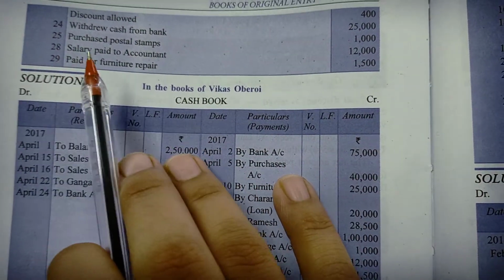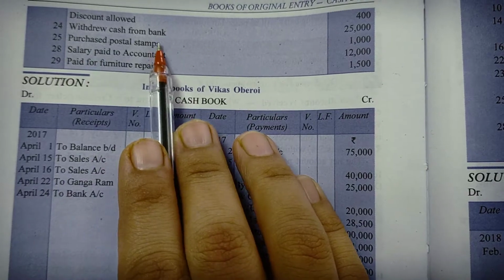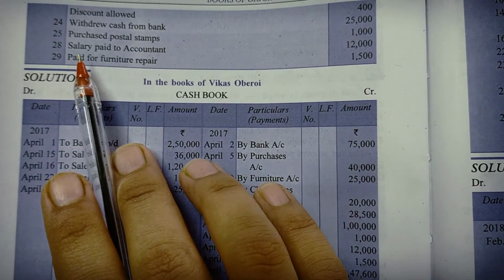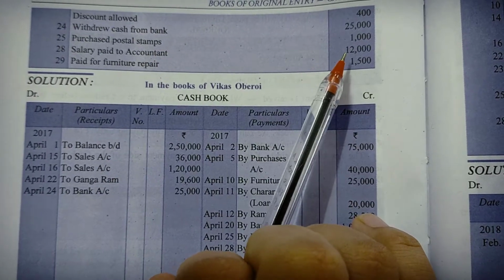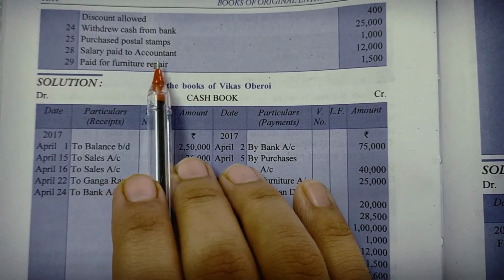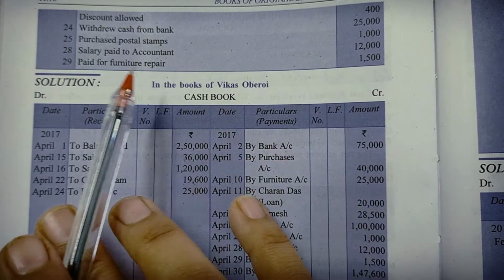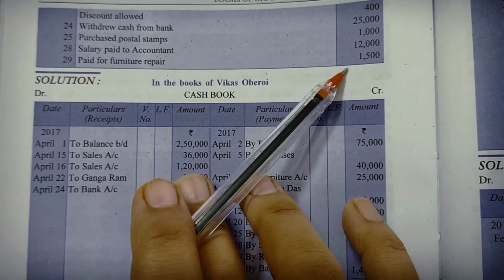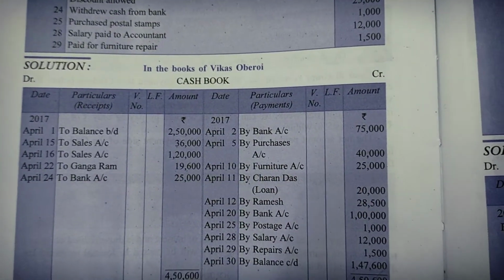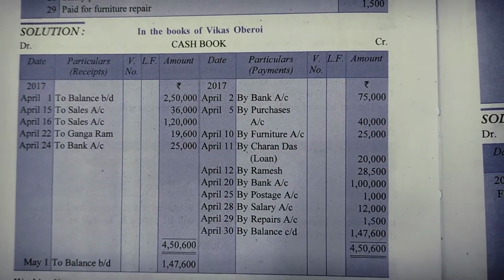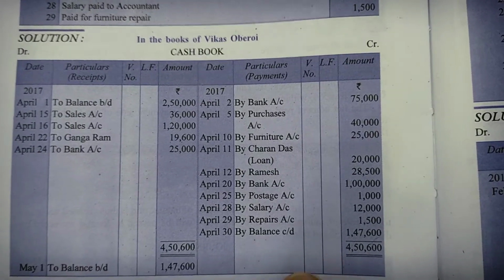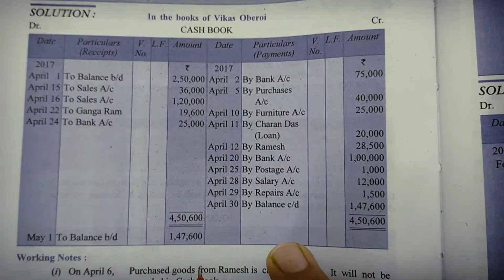And then the cash which is withdrawn from the bank is 25,000. Cash purchase postal stamps for cash is 1,000. Salary paid to the accountant 12,000. Paid for the furniture repair 1,500. So this is a question where you can see that many of the entries are made. So we will try to understand its solution now.